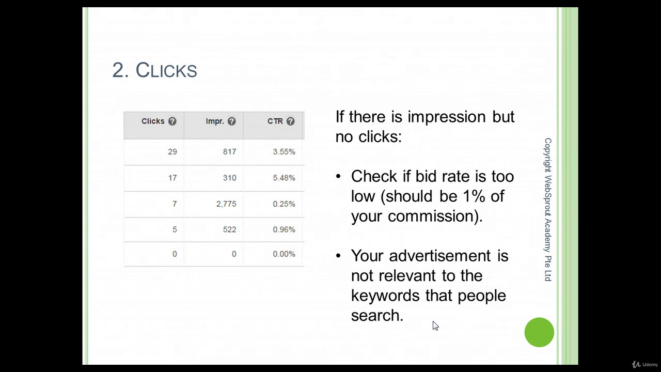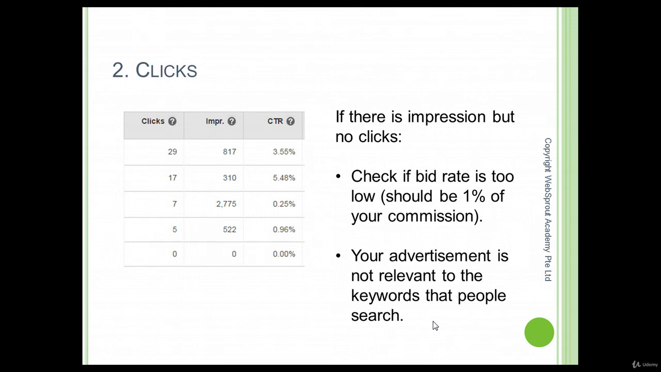So one of the solutions is to check the keywords that are showing, that have the impression, and match them against the advertisement that you have. Are they relevant? If they are not relevant, either you change the advertisement or you pause the keywords. Okay, so these are some of the things that you should do if you are not receiving clicks to your advertisement.